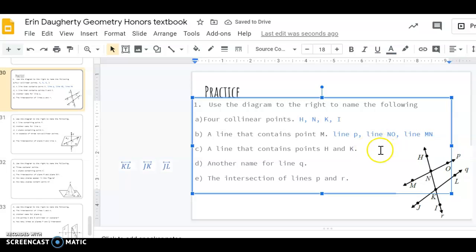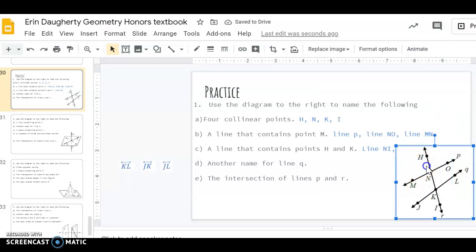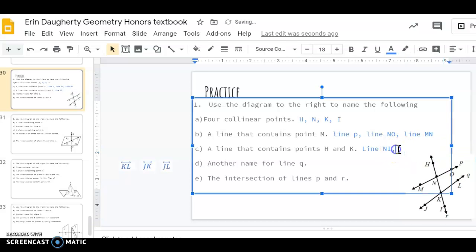All right, so what we're going to do now is we're going to take a look at the next problem, the line that contains point H and K. So I first have to identify H, which is right here, and there's K. So in order to name a line, I either need to name it by 2 points, so I can specify line HK. I can also specify it by stating, let's see, need to make this a little smaller.